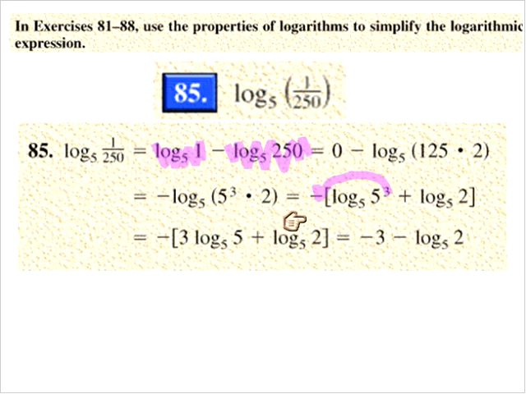Then you're still left with log base 5 of 2. Nothing can happen with this log base 5 of 2. There's no way you can simplify that. Right? So if that's gone, you're just left with negative 3 minus, because I'm going to distribute some negative sign here. So minus log base 5 of 2.